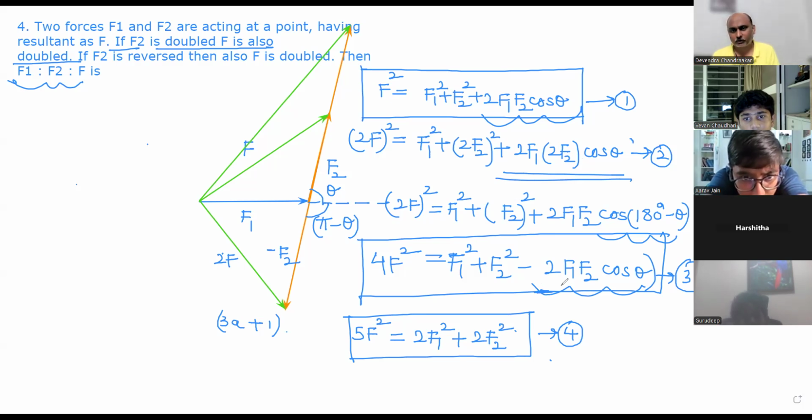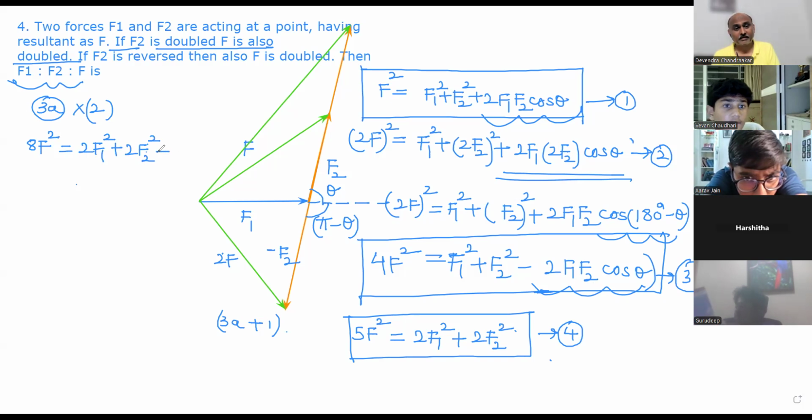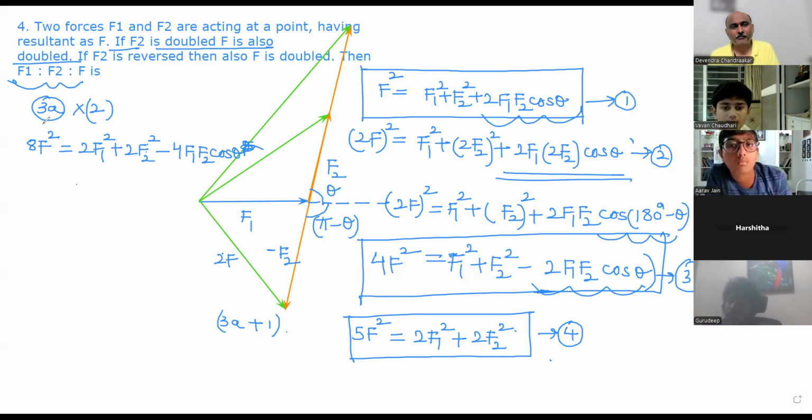What you do here is, you just multiply the 3a equation with 2. 2 means numeric 2, right? Number 2. So when I multiply this by 2, what I get here is 8f square is equal to 2f1 square plus 2f2 square minus 4f1 f2 cos theta. Yes or no? Yes. All of you understood this? I multiplied equation 3a with 2. Harshita? Yes, sir, I got it.